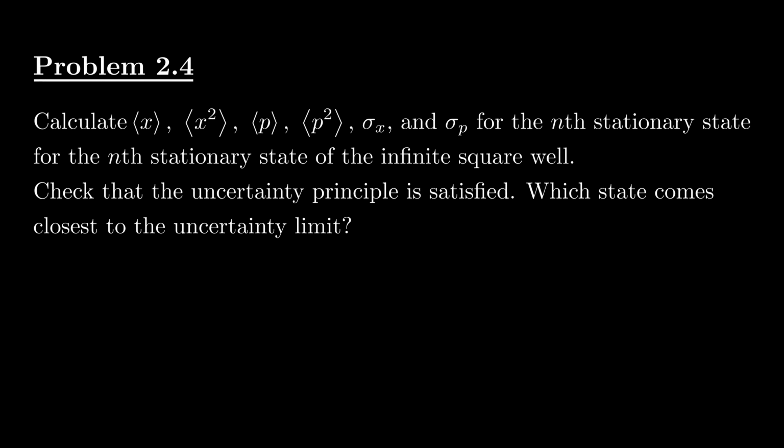Let's analyze problem 2.4 from Griffiths quantum mechanics. This problem asks us to calculate the expectation values of various observables for the nth stationary state of the infinite square well. In an infinite square well, the wave functions for the nth stationary state are written as follows, where a is the width of the well and n is a positive integer.